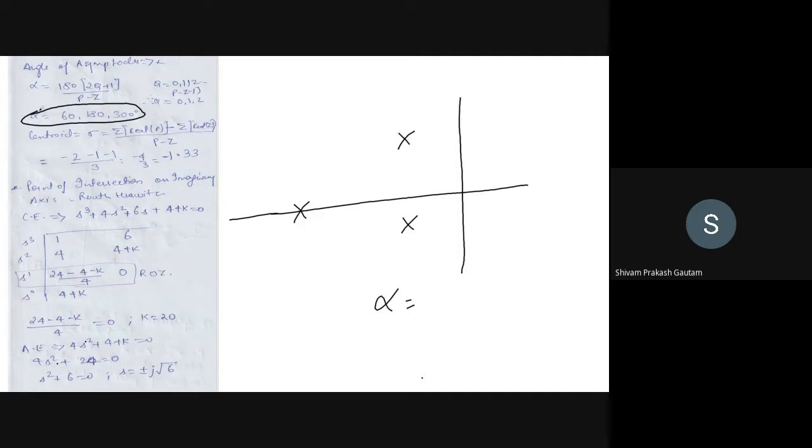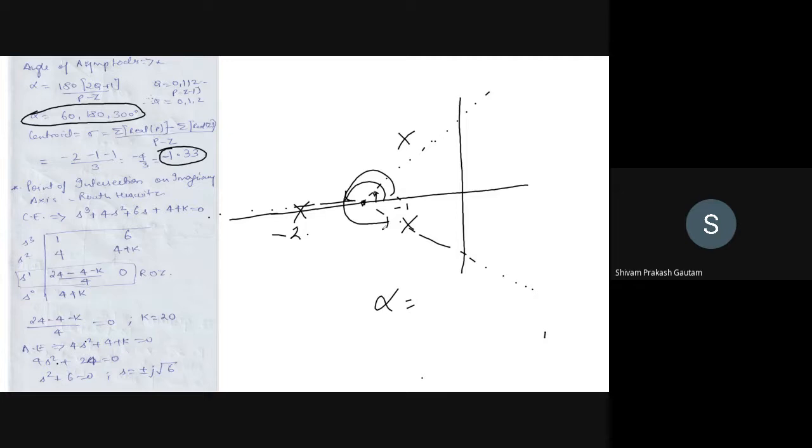Centroid you can calculate from this formula, that is the sum of real parts of poles minus the sum of real parts of zeros. So the centroid is coming out to be minus 1.33. Suppose this is -2, this is -1, so minus 1.33 will be somewhere here. So from here you have to draw the asymptotes. So this is 60 degree, this is 180 degree, and this is 300 degree, right?